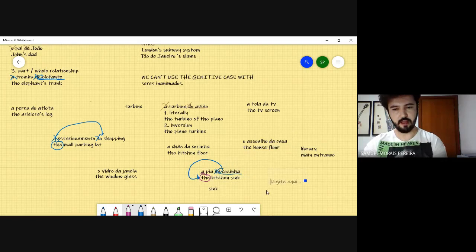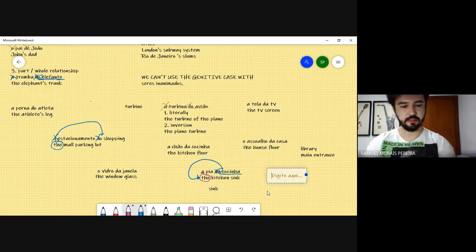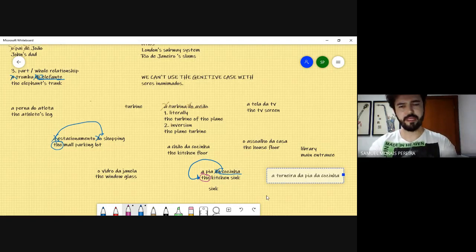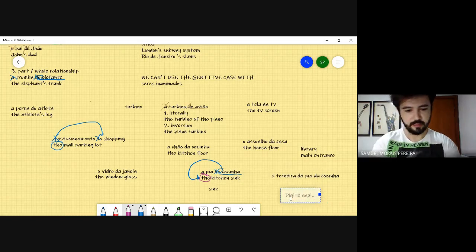Professor, e se eu quisesse falar a torneira da pia da cozinha? Ó, a torneira da pia da cozinha está pingando, sei lá, a torneira da pia da cozinha. Tá vendo? Ó, aqui você tem caso genitivo, aliás, a inversão dentro da inversão, tá bom? Então você tem que fazer ela duas vezes, ó. A pia da cozinha, you have here, the kitchen sink. Então é como se você tivesse assim, olha. Torneira em inglês é the faucet, tá bom? Faucet. The faucet of the kitchen sink.